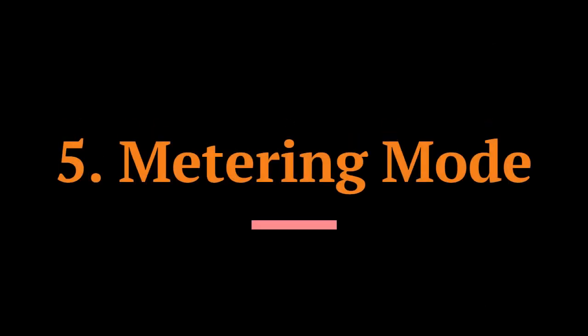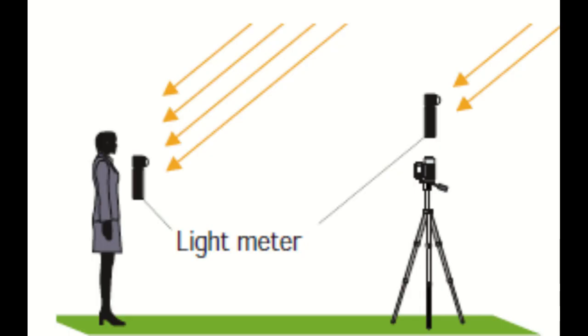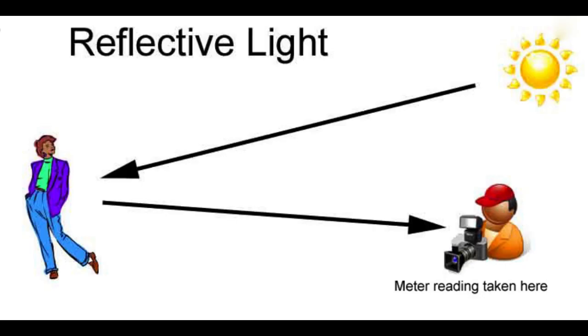5. Metering mode. Metering determines how the camera measures the exposure. The most common metering modes are evaluative/matrix, center-weighted, and spot metering. Evaluative/matrix metering takes into account the entire scene, center-weighted metering prioritizes the center of the frame, and spot metering measures exposure for a small spot in the frame. Choose the metering mode that suits your subject and the lighting conditions.